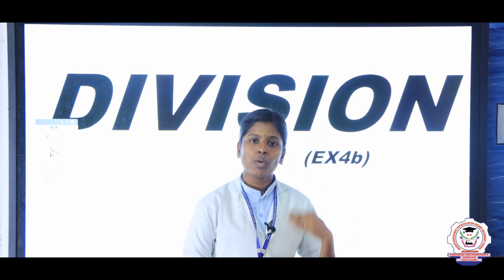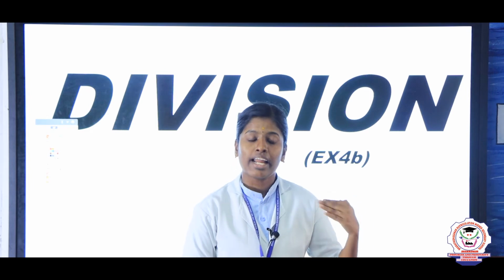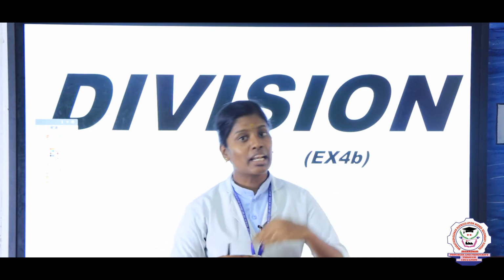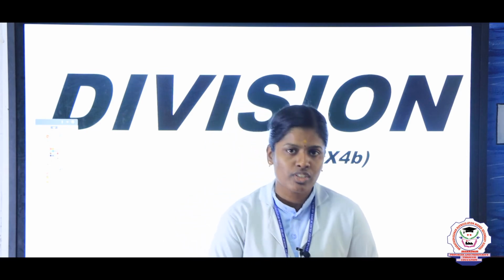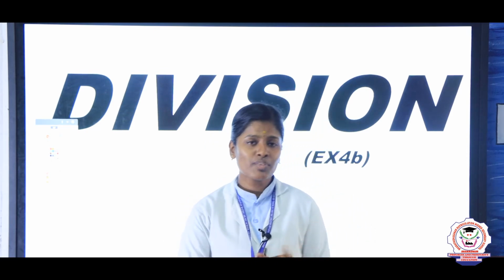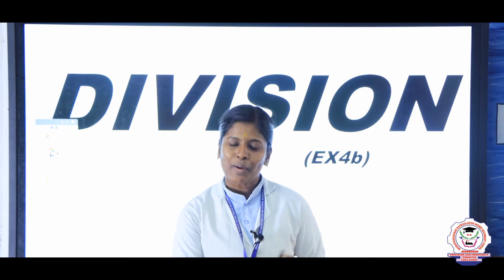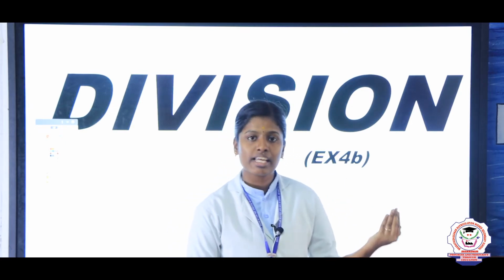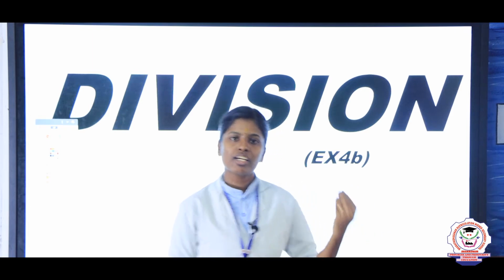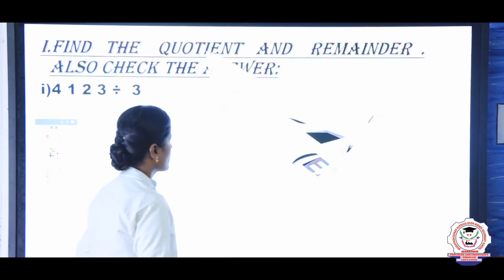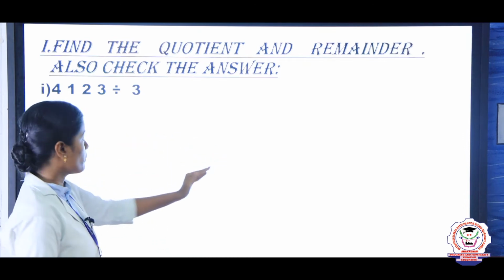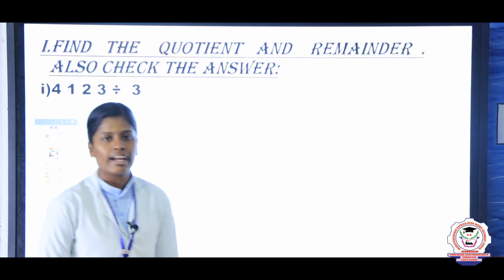We have seen this in the last session, and today we are going to find the quotient and the remainder, as well as check the division. Now tell me Kiran, what is the checking division formula? Very good, dividend equals quotient into divisor plus remainder. So listen here. First topic, find the quotient and remainder and also check the answer.